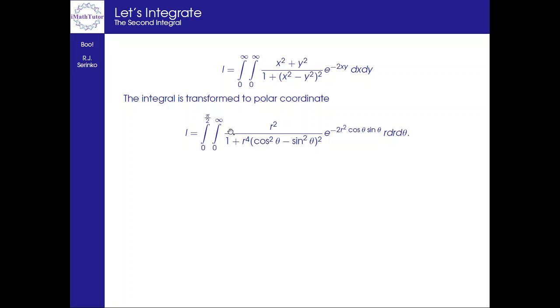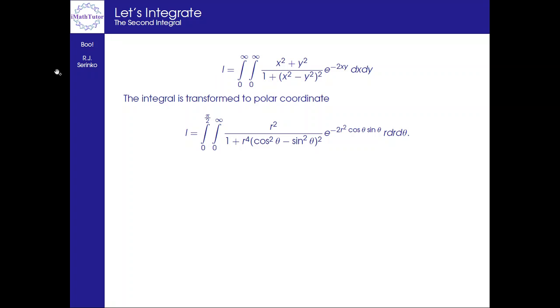Now let's look at the limits of integration. We're integrating over the first quadrant. x goes from 0 to infinity, and y goes from 0 to infinity. In polar coordinates, to get the first quadrant, theta goes from 0 to pi over 2, and r goes from 0 to infinity. So there are our limits.